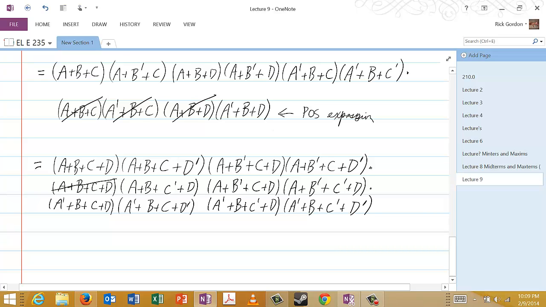Here we see A or B prime or C or D, and A or B prime or C or D, so we can take out one instance of that.